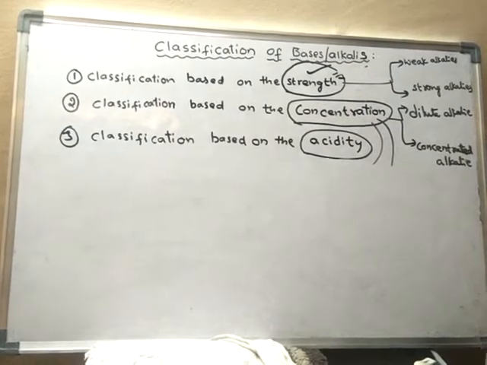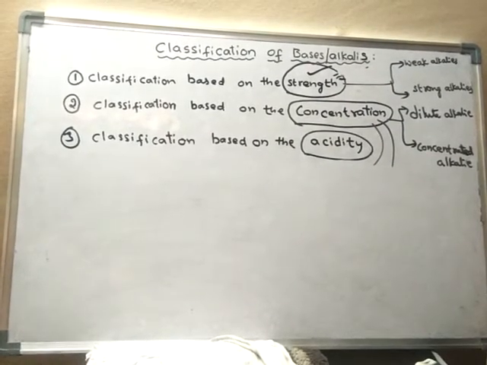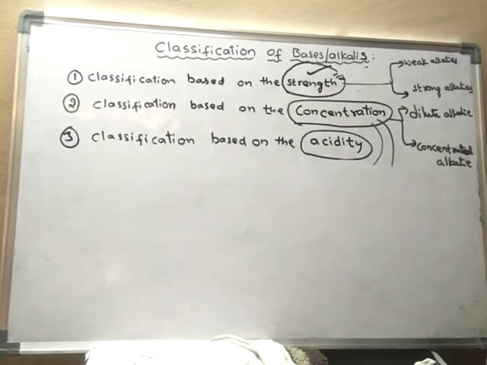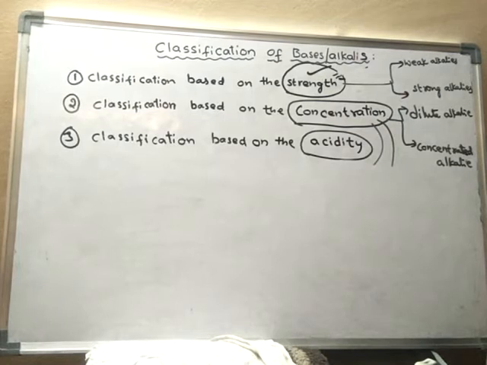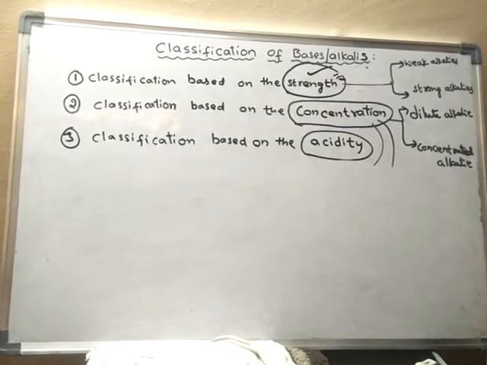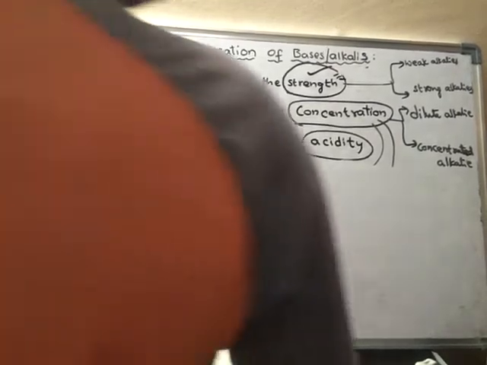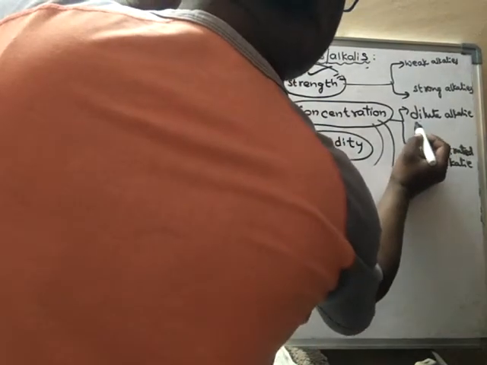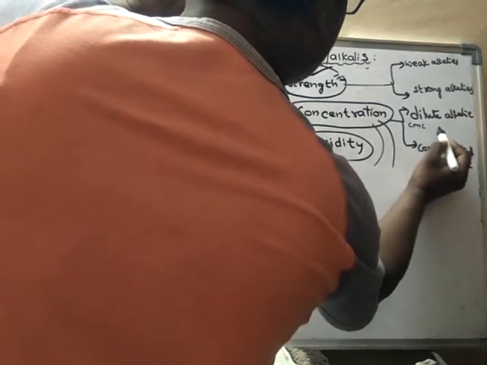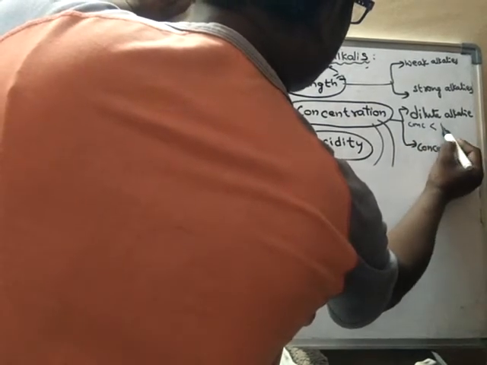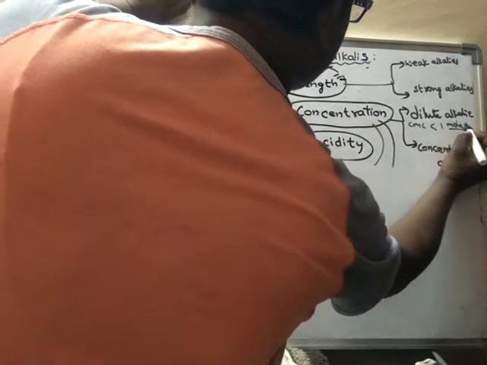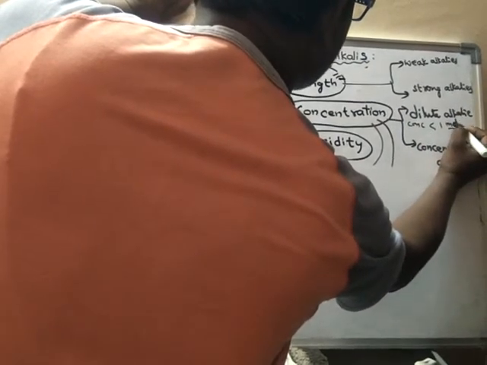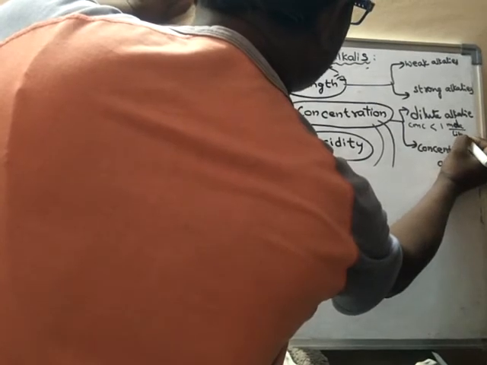Generally, if the concentration is less than 1 mole per liter, then it is said to be a dilute alkali. If the concentration is at least 1 mole per liter, then it is said to be a concentrated alkali. Okay, so dilute alkali means the concentration is less than 1 mole per liter.